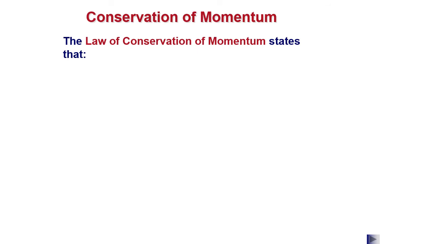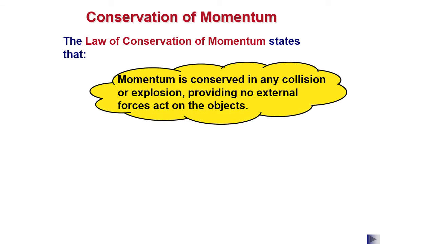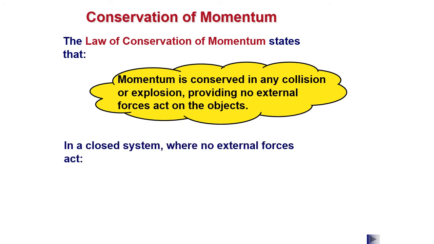Now, a very important part of this lesson is that you should be able to calculate the speed or velocity during or after a collision, and this is valid due to the conservation of momentum. The law of conservation of momentum states that momentum is conserved. Conserved means it remains the same in any collision or explosion. The condition for momentum being conserved is that there is no external force acting on the object.